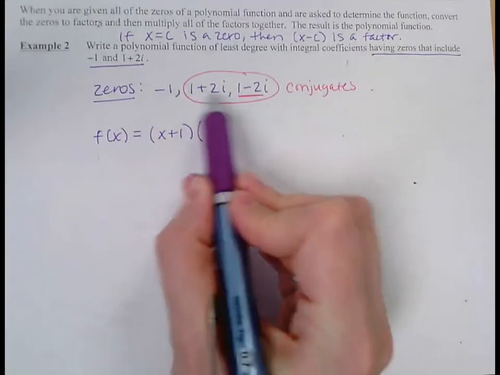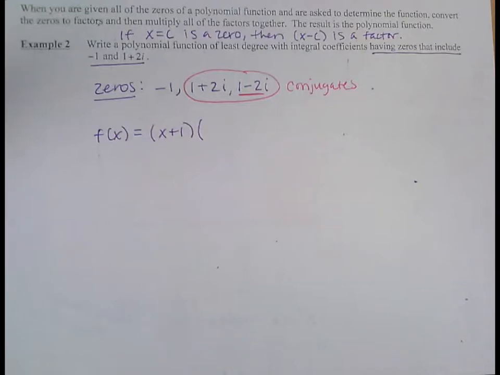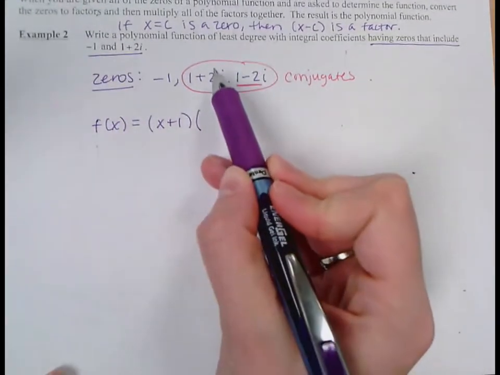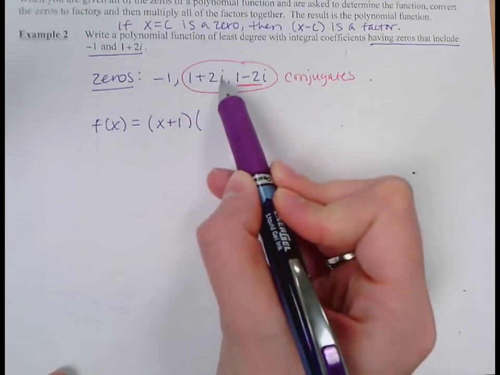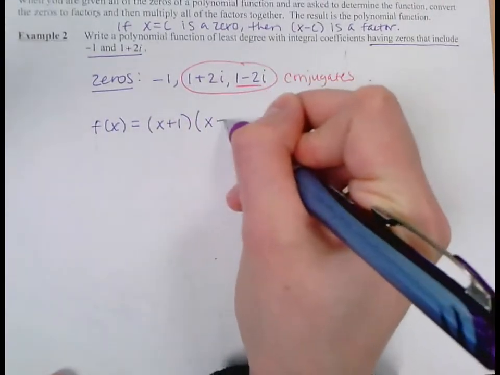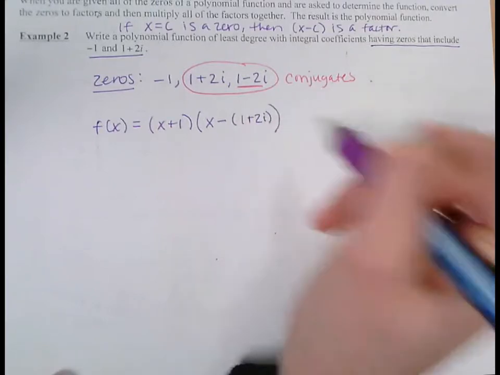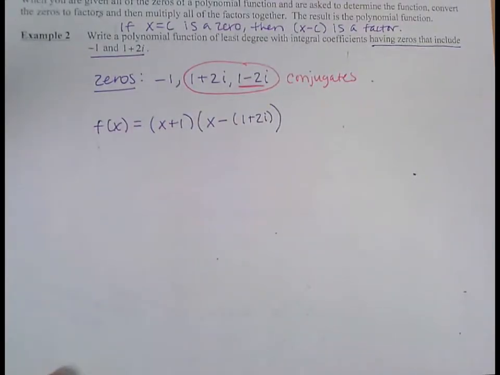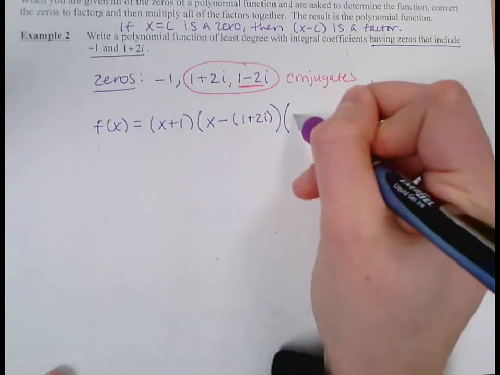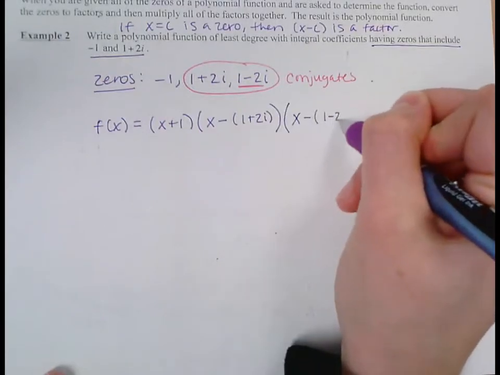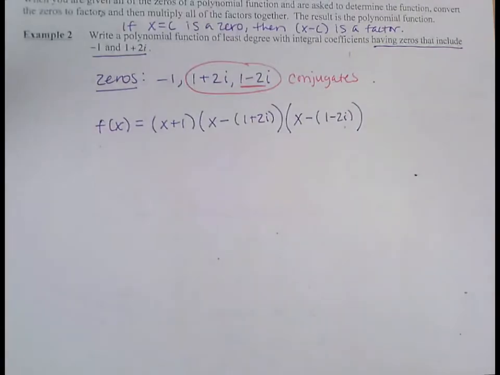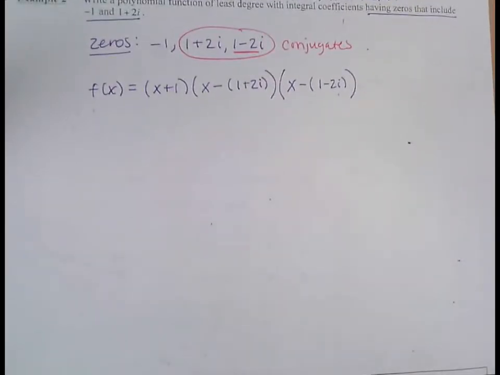Okay, now for the imaginary solutions, this is how I would suggest you write it. 1 plus 2i is your whole value. So it's x minus (1 plus 2i), and I'm going to put the 1 plus 2i in parentheses, because it's minus that whole thing. And then I also have x minus (1 minus 2i). So write it in factored form first, and then you multiply these to get your equation.